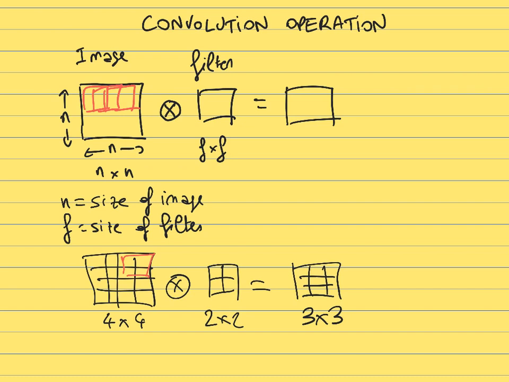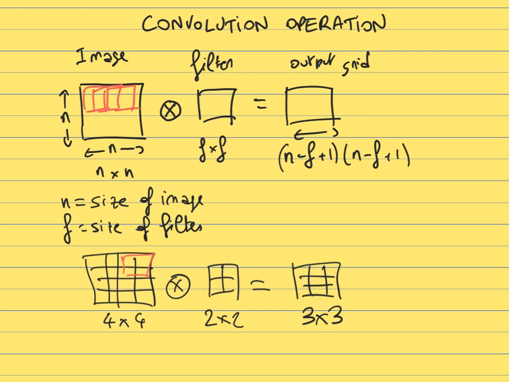So the general formula to relate the size of the image and the size of the filter to the size of the output grid that you will get is that the size of the output grid will be equal to the size of the image minus the size of the filter plus 1, and you will get this for the height and for the width.